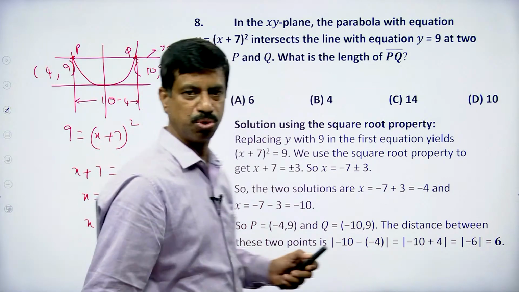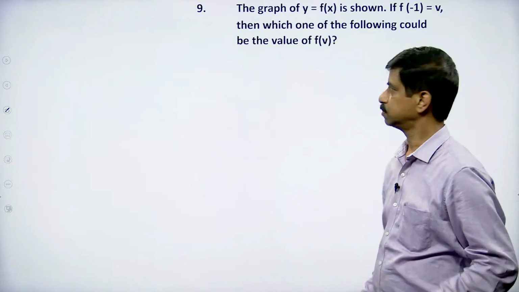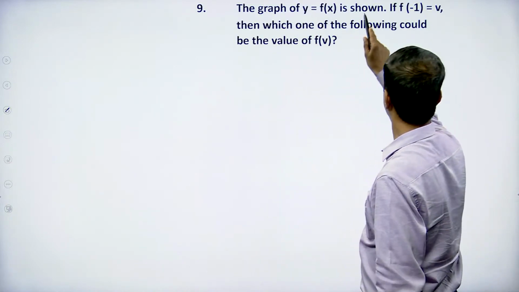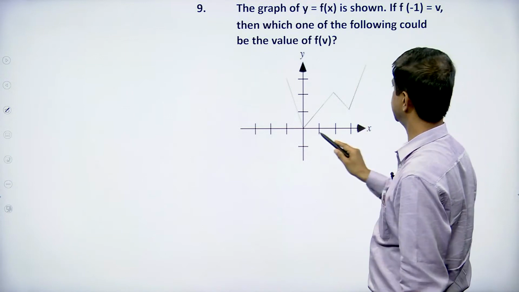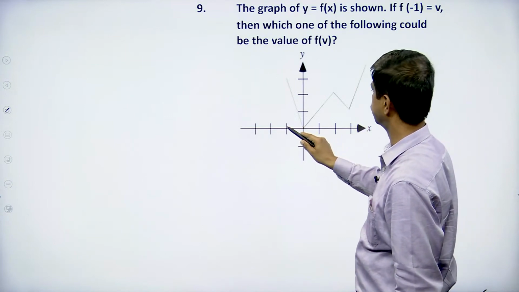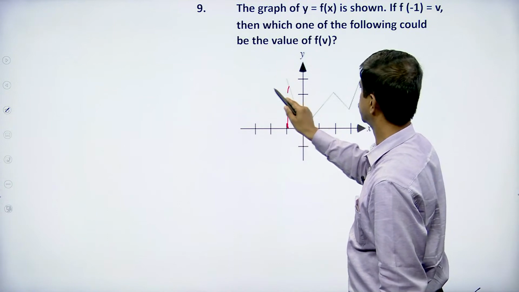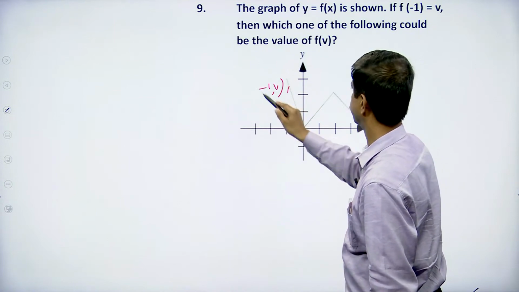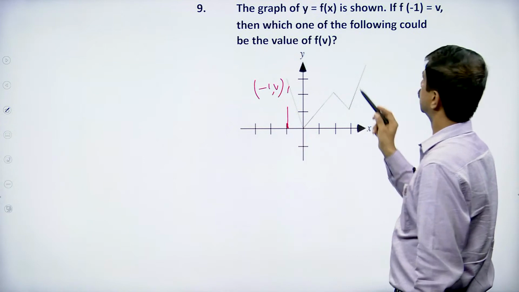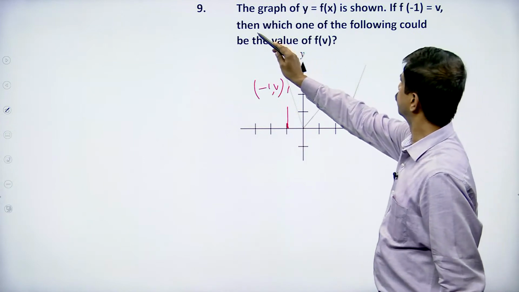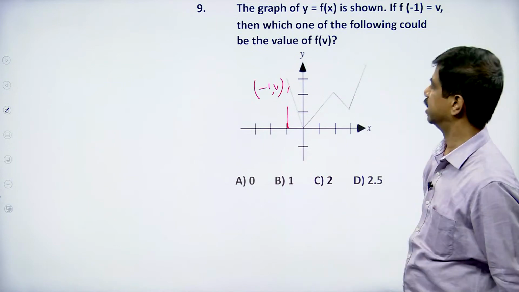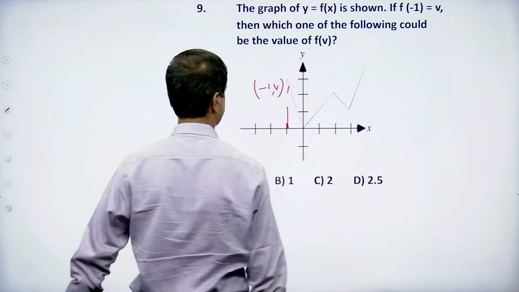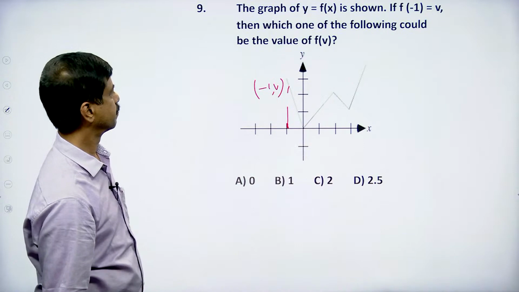Okay, children, let's move to the next question. See, the graph of y equal to f of x is shown. So it is here. If f of minus 1 is v, f of minus 1 is v, so this is minus 1 comma v, this one. Then which one of the following could be the value of f of v? Which one could be the value of f of v?